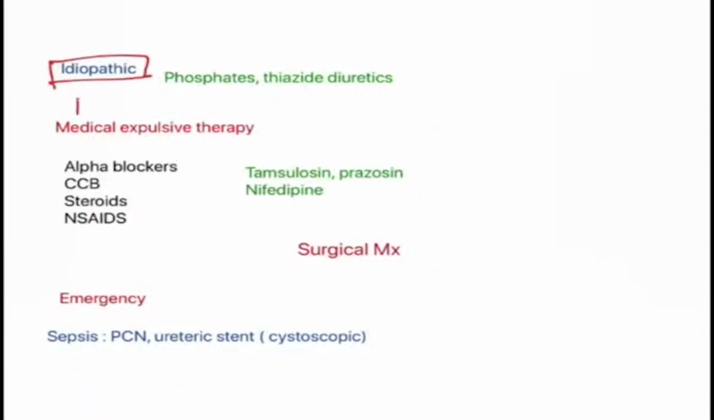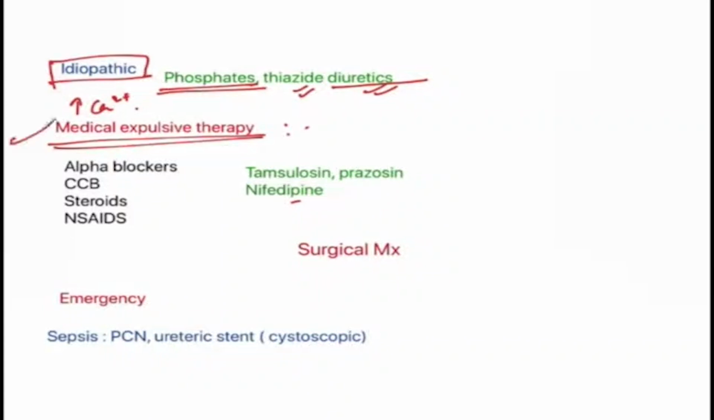There are some idiopathic causes in which the increased calcium is present but the cause is not known. So these are treated with diuretics to increase the urinary volume, which are thiazide diuretics, and also phosphates to bind the calcium. Then some drugs are also given as medical expulsive therapy.